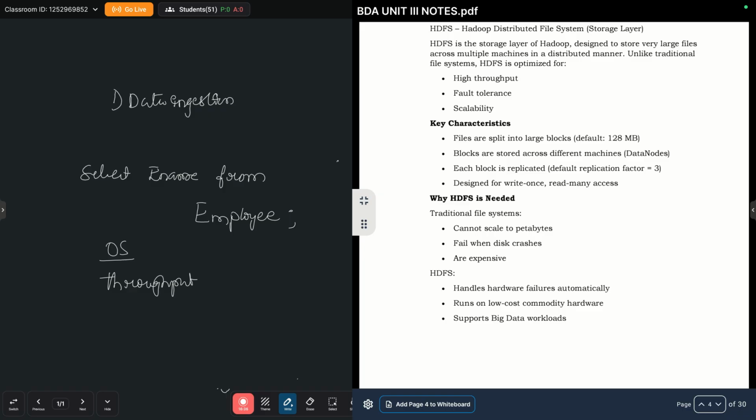Next, coming to fault tolerance. In a normal operating system, the block size is 4 KB, 8 KB like that. But in HDFS, the default block size is 128 MB. For example, suppose I want to store 520 MB of data. We are using this term from day one. So this is the block.